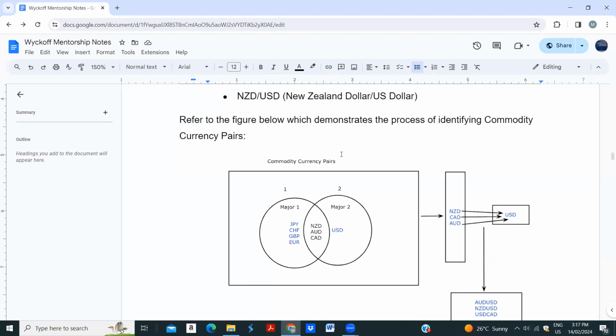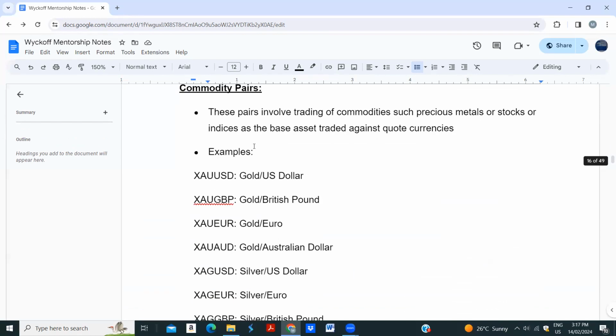Remember this rule in mind. You can see this figure, and I have explained everything in this figure. Okay. All right. Now we have the commodity pairs. These are the last part here.